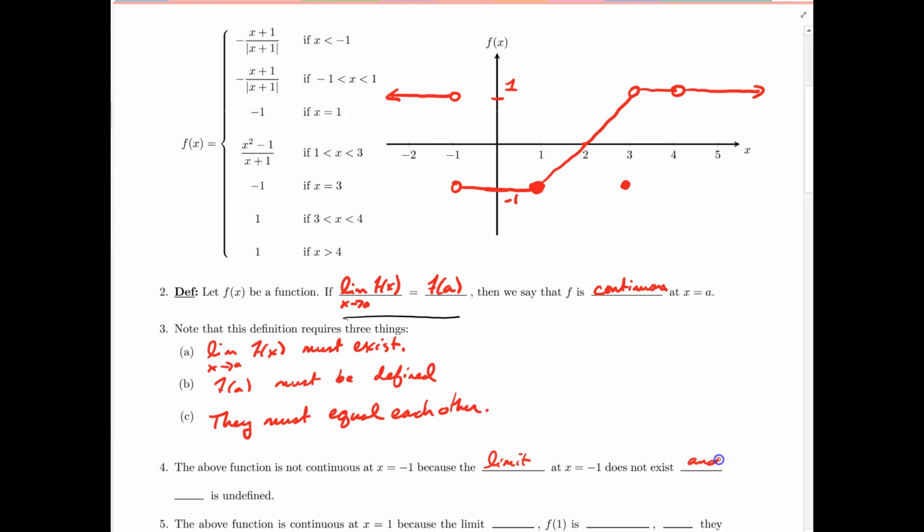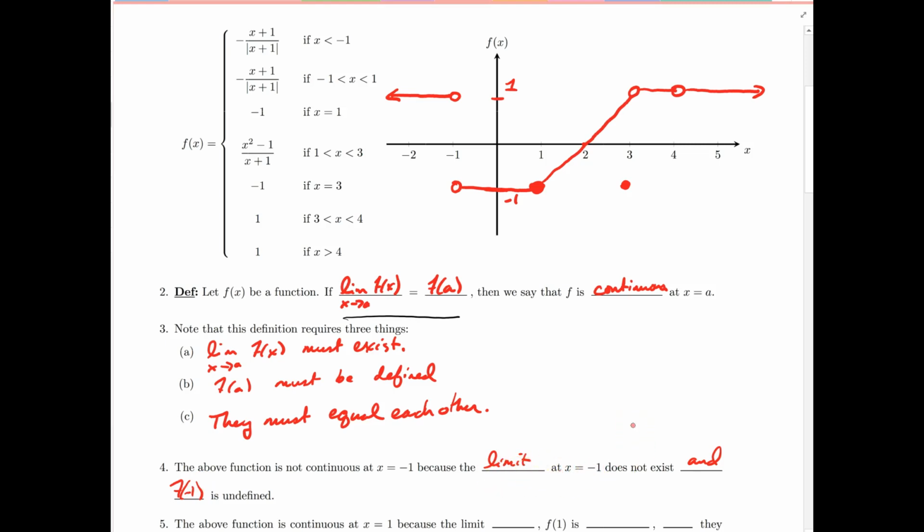It's also true that f of a is undefined. So let me say f of -1 is undefined there. So the function's undefined at -1. That's one reason why it's not continuous. And the second reason is that the limit doesn't exist there.